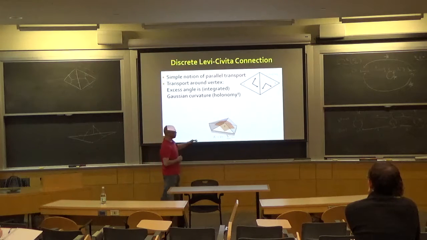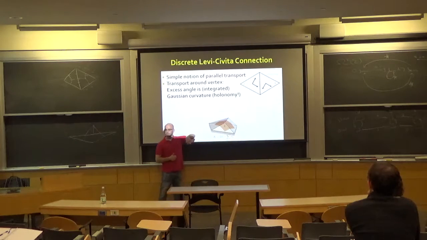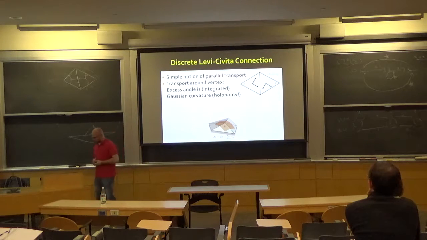Now, one thing you'll notice if you do this, like if I took a vector here, I unhinge this edge, I move it there, I unhinge this edge, I move it here, here, here, and back, I actually won't end up where I started, unless the sum of these angles is 2 pi. So in other words, this really is a measure of what we call holonomy.